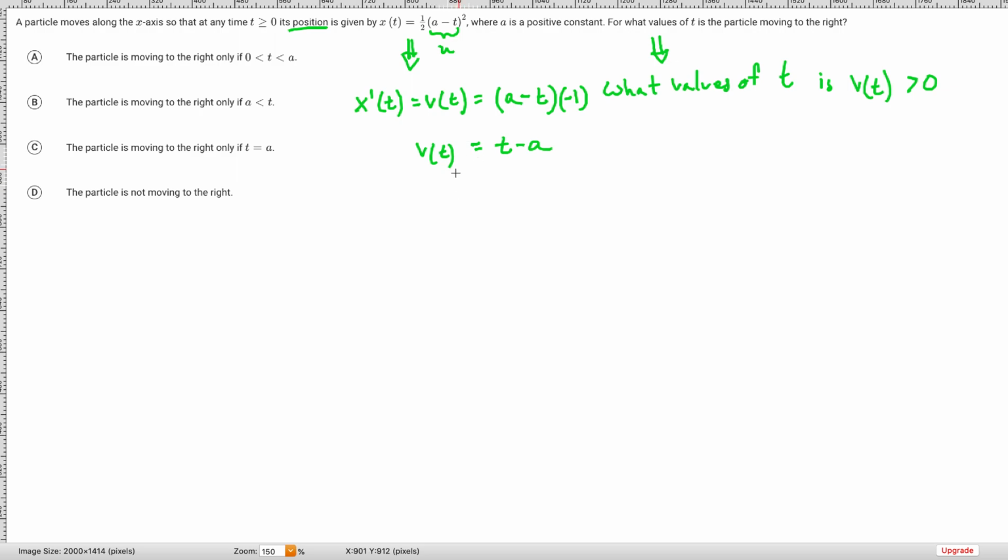Now, I want to find out exactly when this is greater than 0. And the condition for this being greater than 0 is provided that t is greater than a. And that is said in b. a is less than t, same thing. If and only if a is less than t. You could read this from right to left, a is less than t.